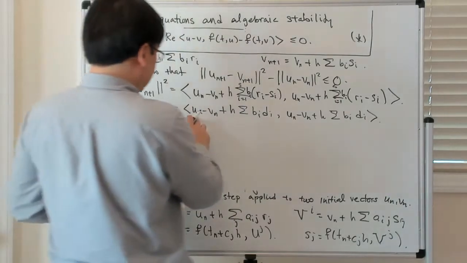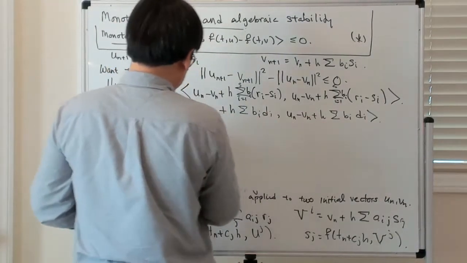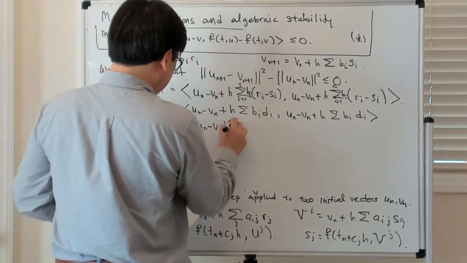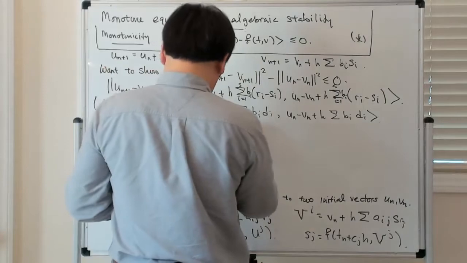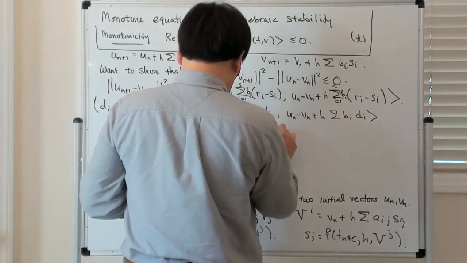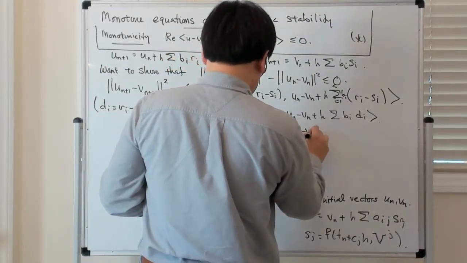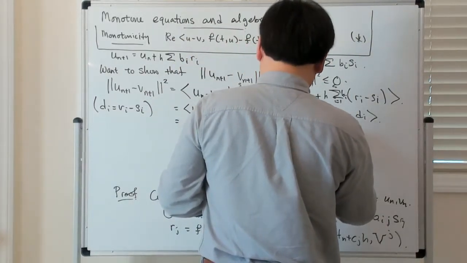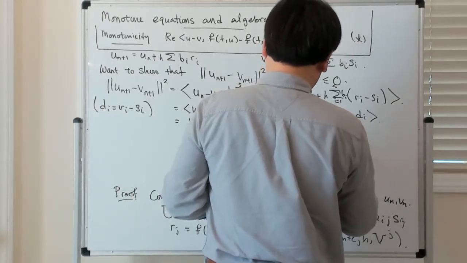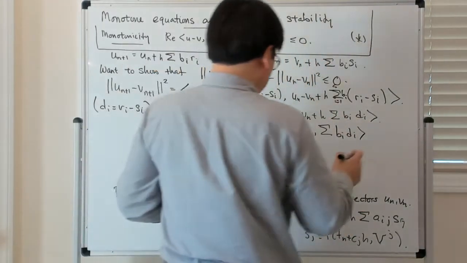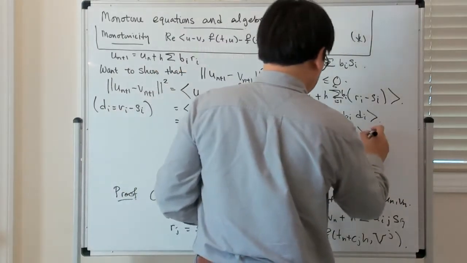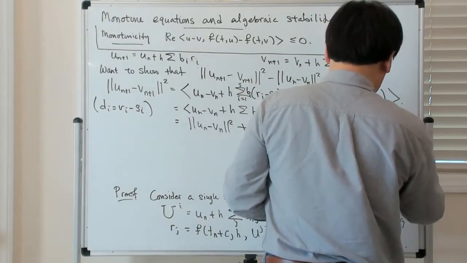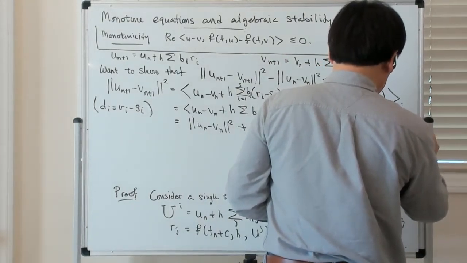So the inner product of this, of course, is just the un minus vn squared term. Then there's a cross term, which is 2h real part of un minus vn, the sum of bi di. These are the cross terms. And then there's something which is of order h squared, which is the norm of the sum of bi di squared.